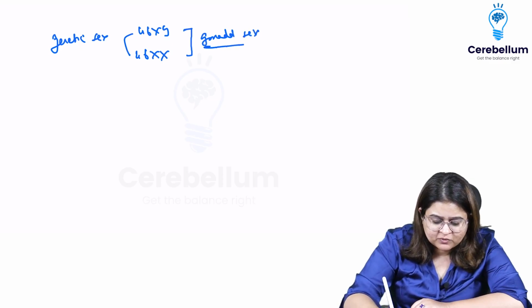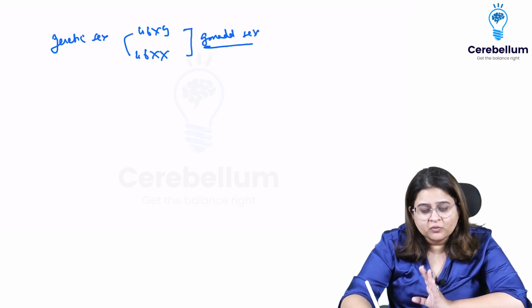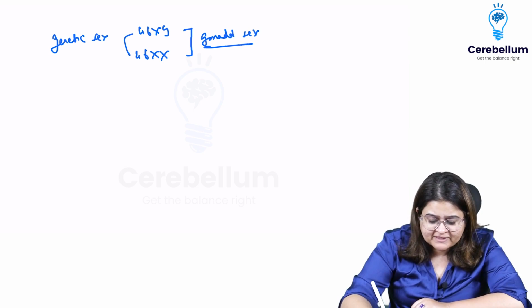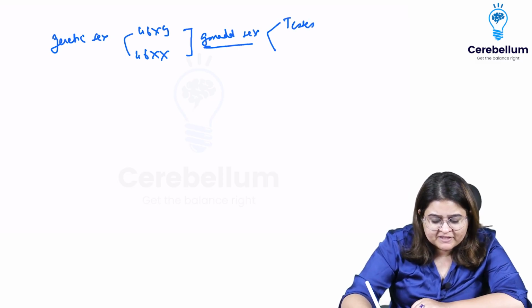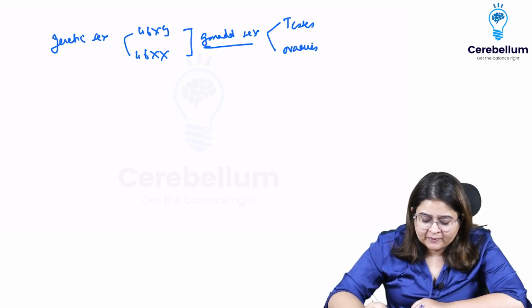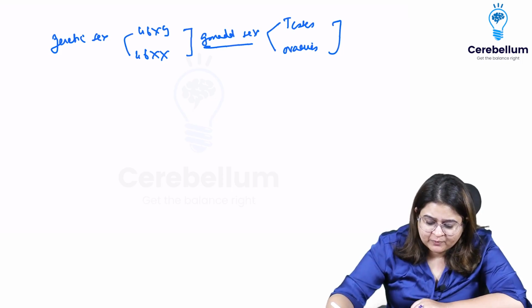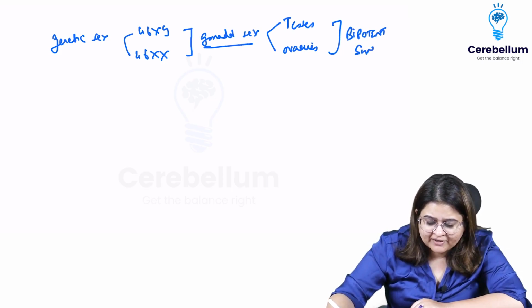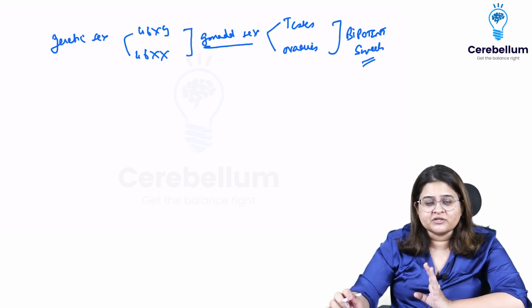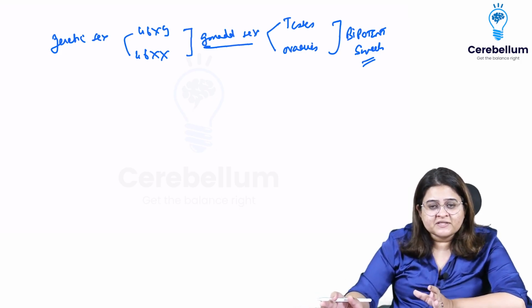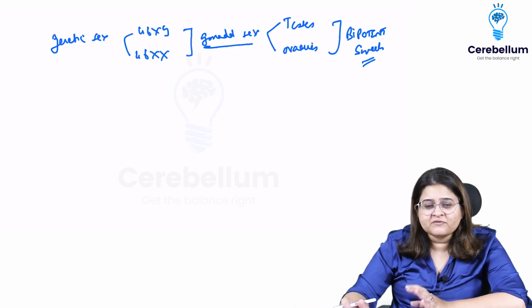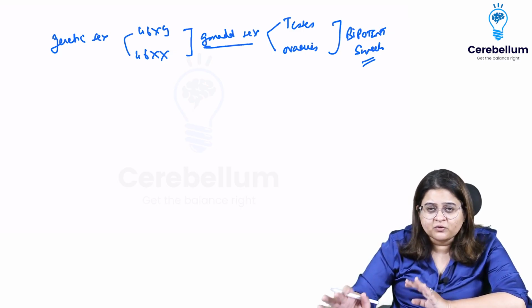What are the gonads? The gonads could be the testes or the ovaries. If it is 46XY, the gonad is going to be the testes. If it is 46XX, the gonad is going to be the ovary. Now remember, the gonads are bipotent. That means they are undifferentiated till when? Till 5 weeks of gestational age. Till 5 weeks, you don't know what they are. Only at 5 weeks, if it is 46XY, the gonad becomes the testes. If it is 46XX, the gonad becomes the ovaries.